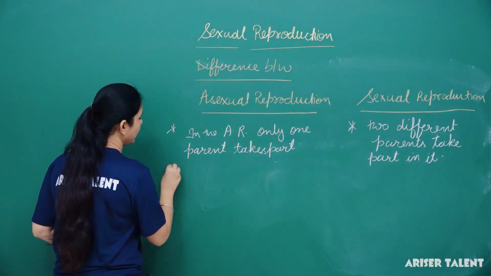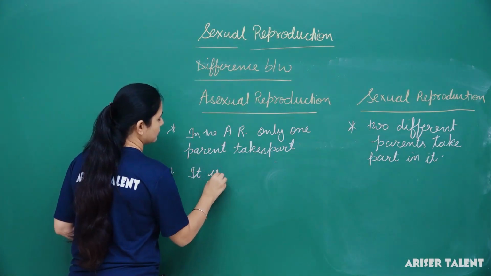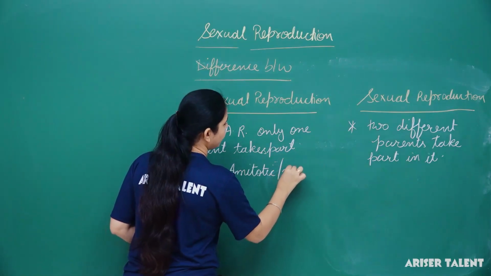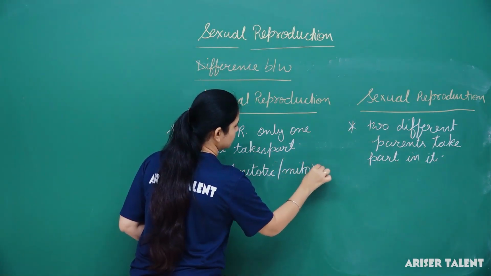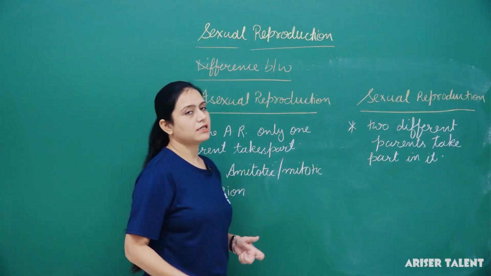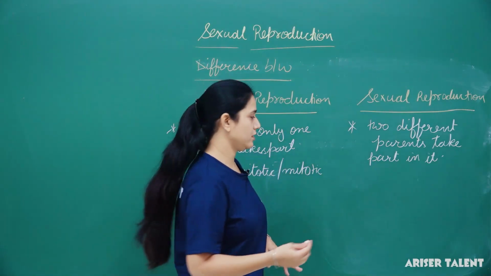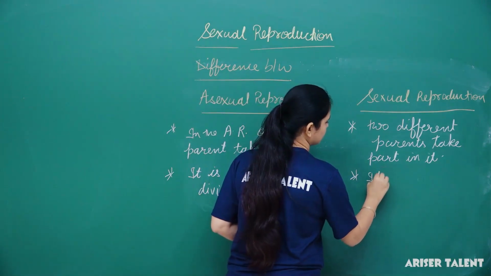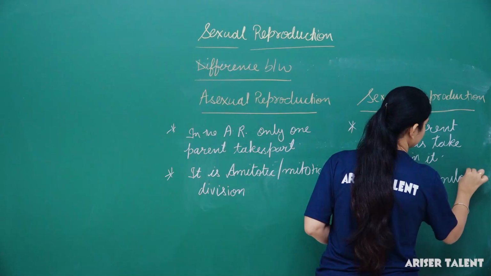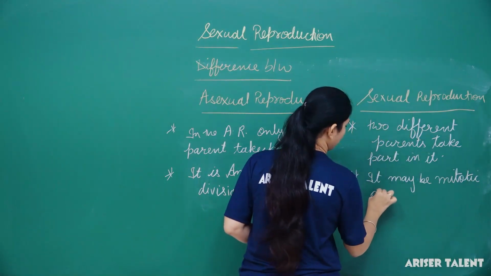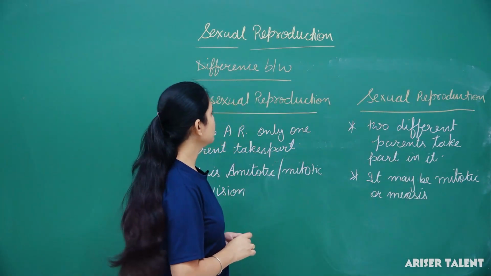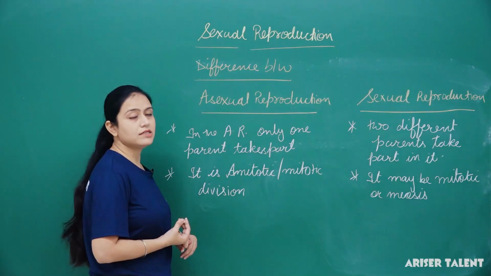As well, we must say asexual reproduction involves amitotic or maybe mitotic division. But sexual reproduction may be mitotic or meiosis. Okay. So these are the main differences between asexual reproduction and sexual reproduction.